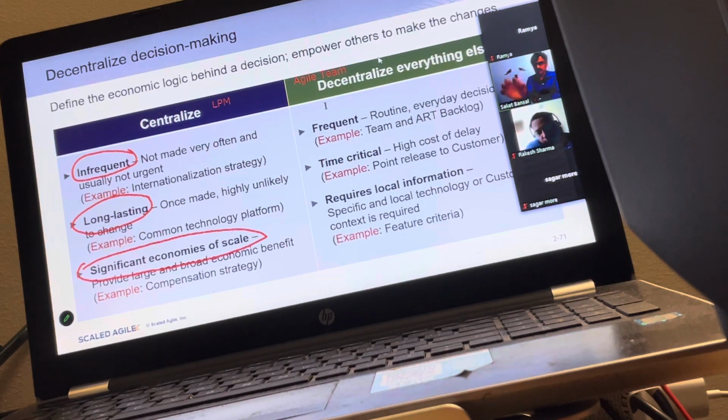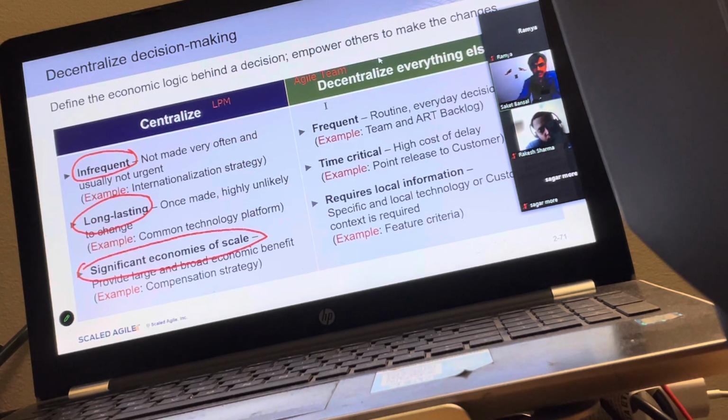You decide on one strategy, a lot of execution happens. If you want to roll it back, it takes money, it takes time. Yeah? It's not like tomorrow only you decide to roll it back. So it has a long-lasting impact. And since it has a long-lasting impact, it has a money involved as well. So it has a big economy of scale. So such kind of things should be centralized.